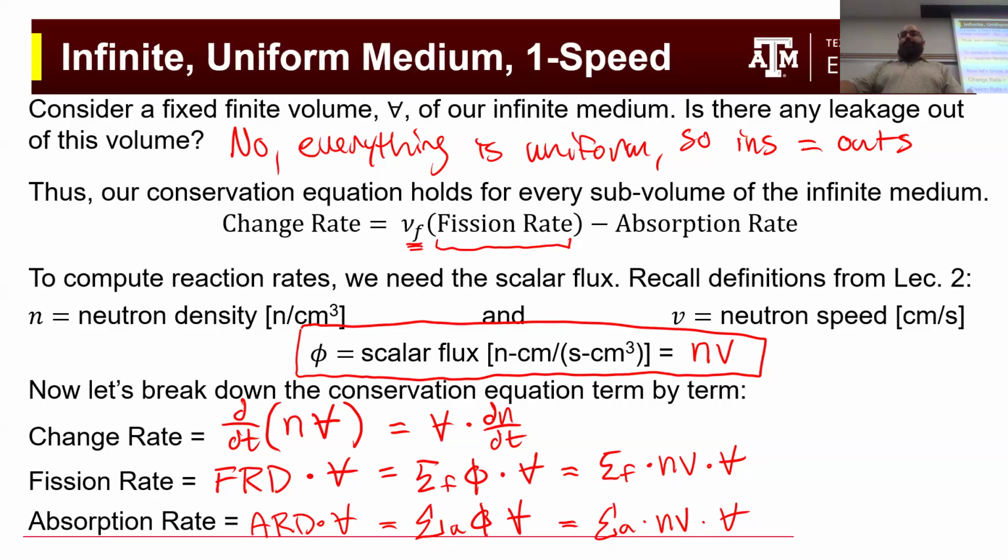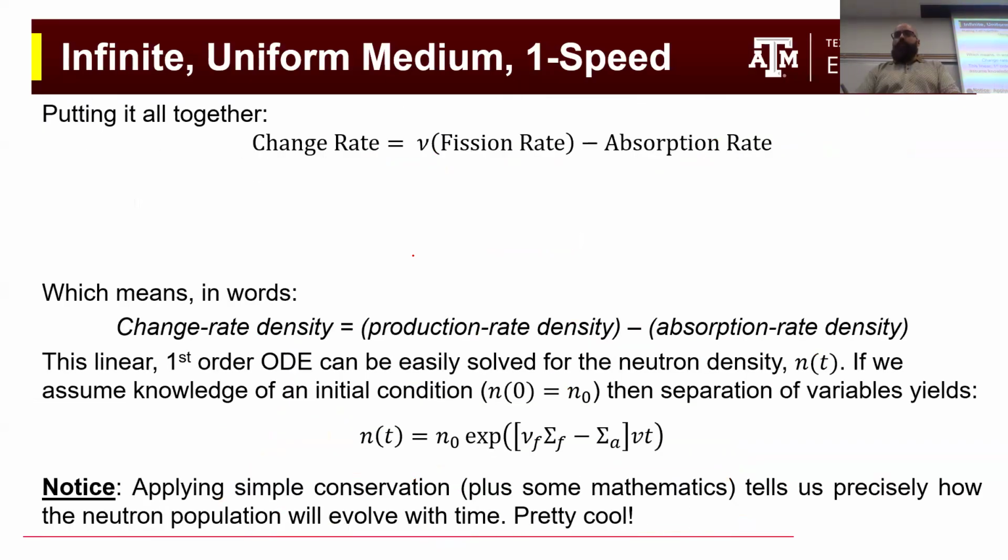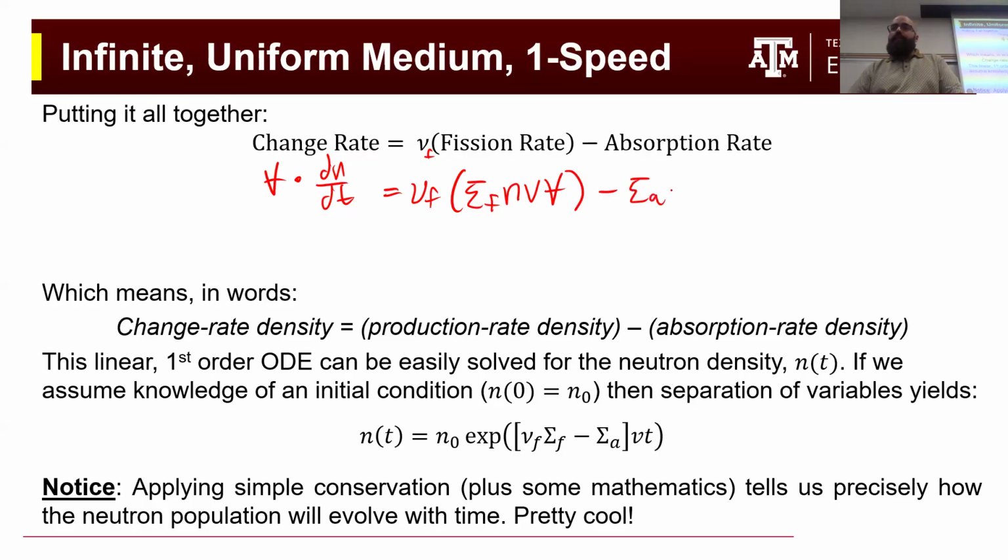So that's what we're going to do. We're going to plug all of these definitions into our conservation statement. So we're going to rewrite it: we're going to have V times dn/dt equals new F times the fission rate, which we said was sigma F times N times the little v times the big V for volume, and then minus the absorption rate, which was sigma A times little n times little v times big V for volume.